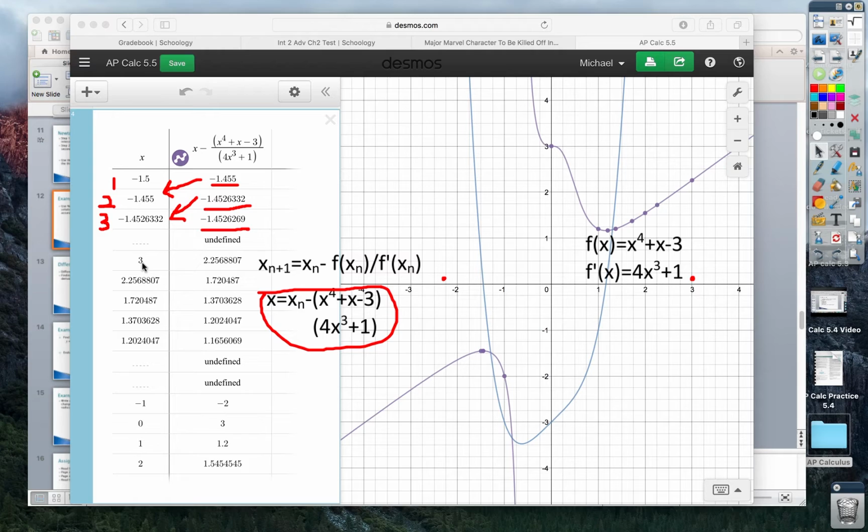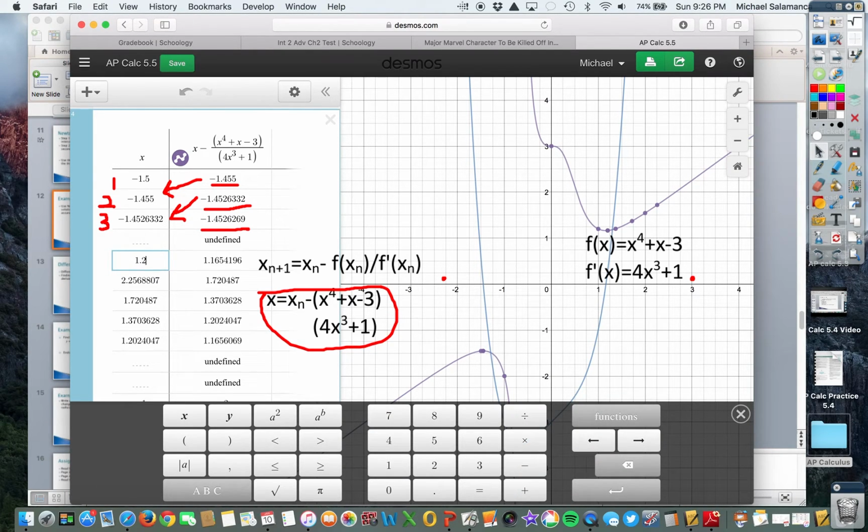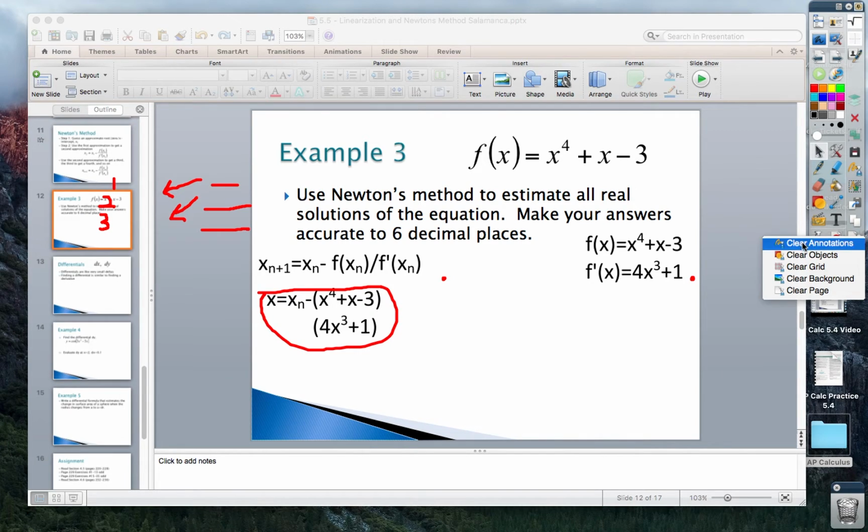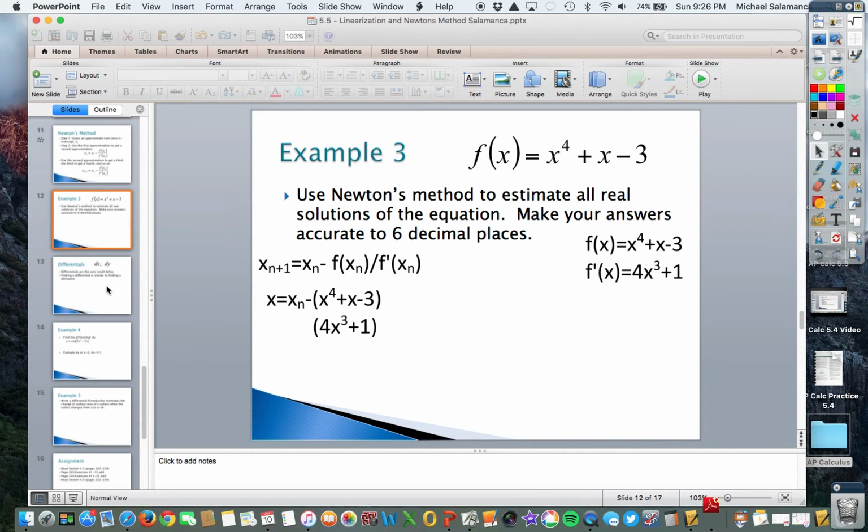Now, if we wanted to, because we said there were 2 answers, we could also substitute 1.2. Notice 1.2 yielded 1.1654196. And then we use that same value, the y value that we just got, 1.1640373. And then we could do it again, 1.1640351. And notice we're getting closer and closer and closer to our answer. So, this is how you would do all these approximations, both linear or using linearizations, and then we can use linearizations to use Newton's method.